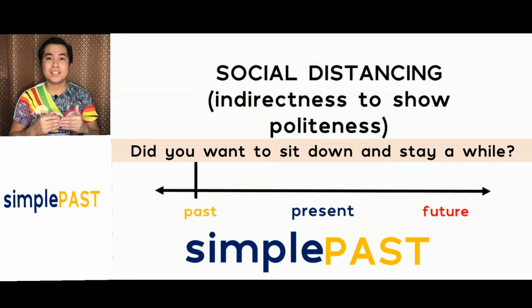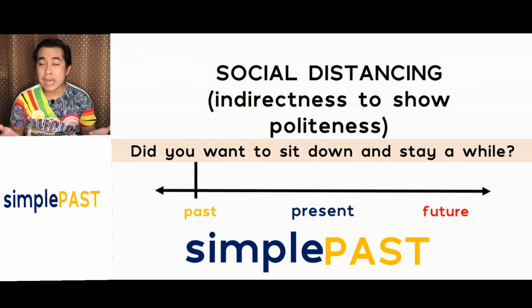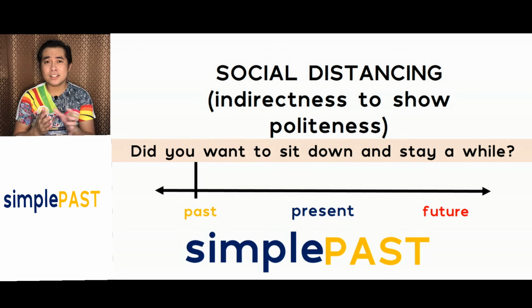using sentences, for example, or conversation, usually the simple past of do, which is did, denotes or connotes politeness. So you are more polite if you use did, and it's indirect rather than using do. For example, we use, do you want to sit down and stay a while? Of course, that is not a wrong structure. However, the simple past of do, which is did, is actually used to show politeness.